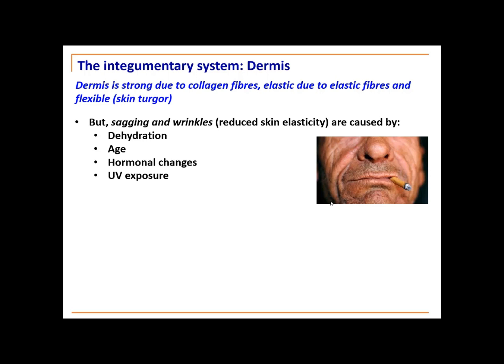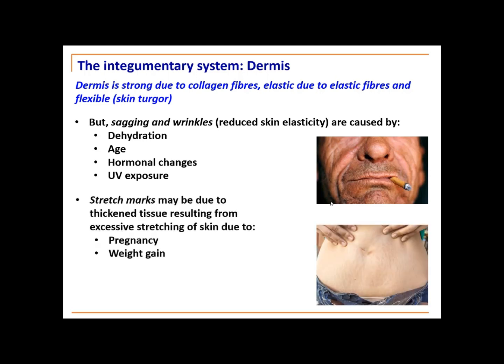Why do we get that reduced elasticity? Well, you get it because as we age, we produce less of the elastic fibers. In dehydration, it'll occur. There are a variety of hormones that can affect it, but also UV exposure and UV damage. And then you might get stretch marks, and these can be due to thickened tissue, and that thickened tissue can result from excessive stretching of skin. That can be down to pregnancy or weight gain, for example.